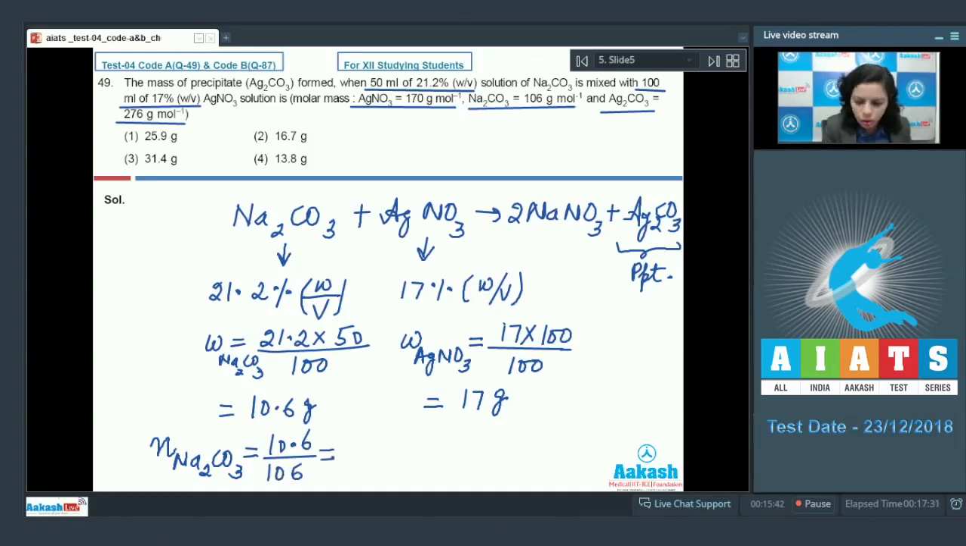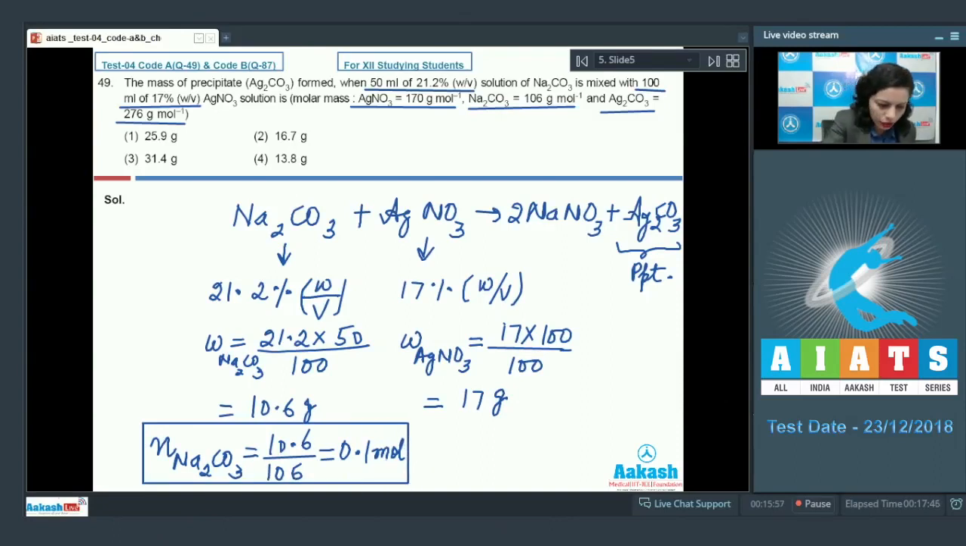And how many moles would be there? If you find out, it would be 0.1 mole of this Na2CO3. So I'm just going to place it in box further. If we talk about this AgNO3, the moles of AgNO3 would be equal to given mass divided by its molar mass, that is 170 gram per mole. So it would also be 0.1 mole.